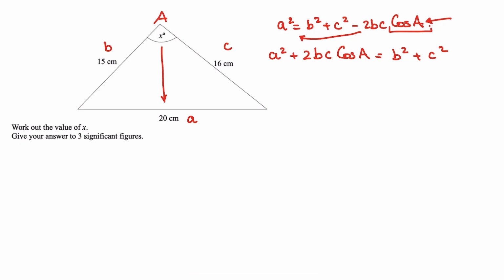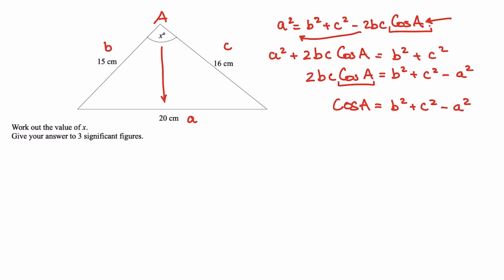Next step is to move the a squared to the other side. So it becomes 2bc cos A is equal to b squared plus c squared minus a squared. Then what's stopping my cos A being alone is that it is being multiplied by 2bc. So the opposite of multiplying by 2bc is dividing by 2bc. So cos A becomes equivalent to b squared plus c squared minus a squared all over 2bc. Now we have rearranged the equation in the format that we wanted.